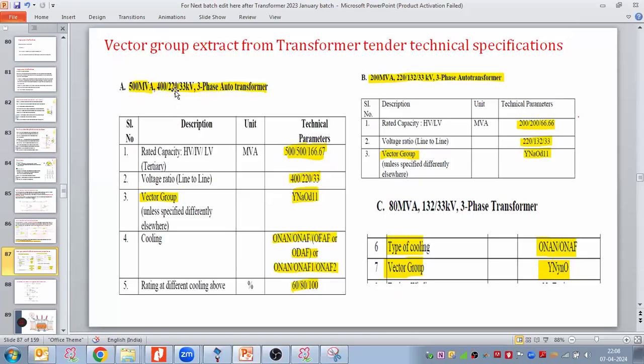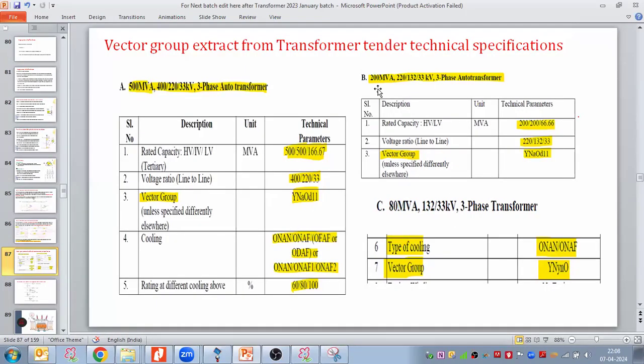500 MVA, 400 kV, 500 MVA LV, 220 kV and 33 kV. How much? We have discussed that we design 1/3, so 500 MVA into 1/3, which is 166 MVA. The voltage here and the vector configurations here, we have discussed. About cooling we will discuss, right?